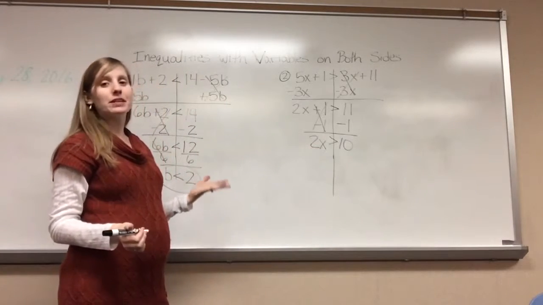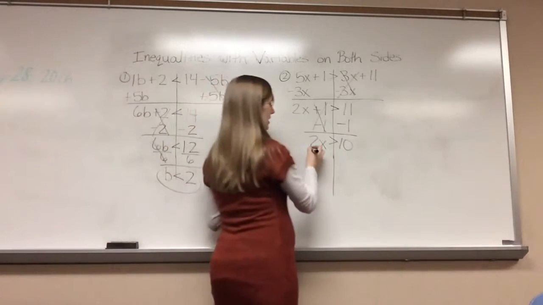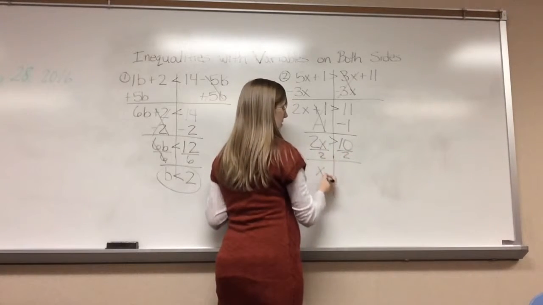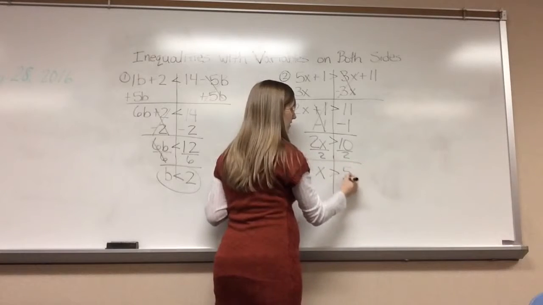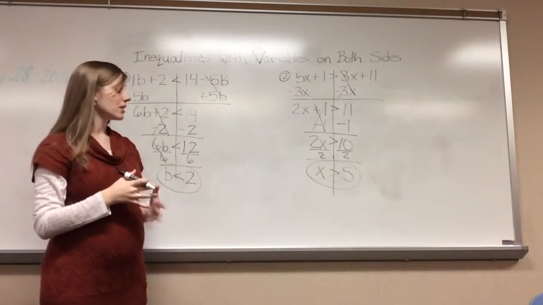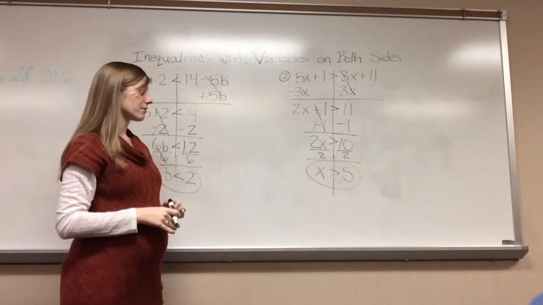My last step would be to divide. So I'm going to divide both sides by 2. And I get x is greater than 5. I leave my inequality sign the same because I did not divide by a negative. So our answer is x is greater than 5.